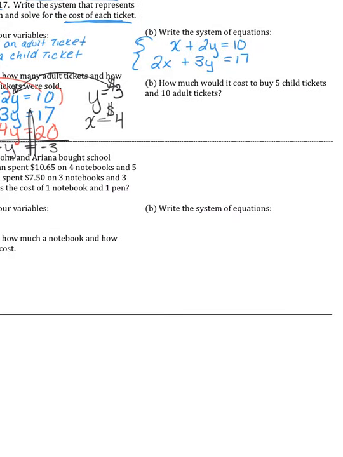So then it goes on to say, well, how much would it cost to buy 5 child tickets and 10 adult tickets? Well, if I know child tickets are $3, I'll do 5 times 3 plus, okay, 10 adult, which costs $4, will give me my answer. This is 15, this is 40, and so your answer would be $55.